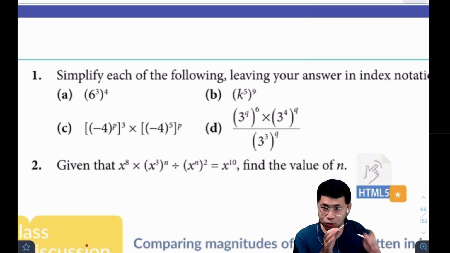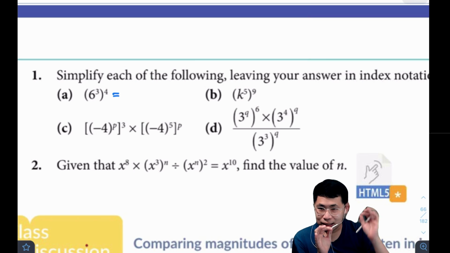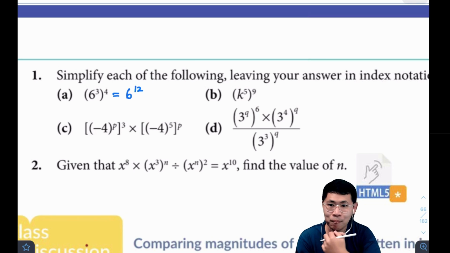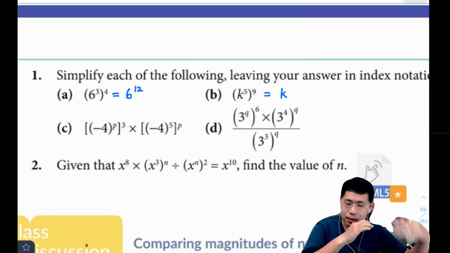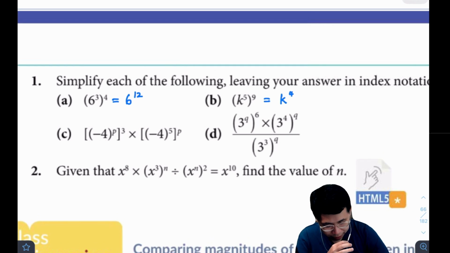Let us take a look at the first one. So 6 to the power of 3 raised to the power of 4. By law number 3, we can multiply their powers together. So 3 times 4 will be 6 to the power of 12. Okay, B, k to the power of 5 raised to the power of 9. So we have the base k over there. When you have a power and raise another power outside, we can multiply them. So 5 times 9, 45.